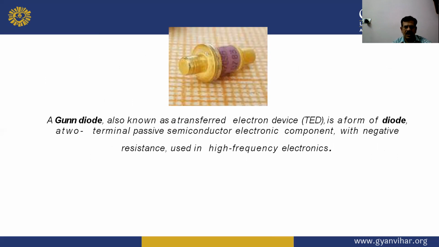Here is a photo of the Gunn diode. A Gunn diode, also known as a transferred electron device or TED, is a form of diode, a two-terminal passive semiconductor electronic component with negative resistance, used in high frequency electronics. This is the property of the Gunn diode: it uses negative resistance, is used at high frequency, and has two terminals.